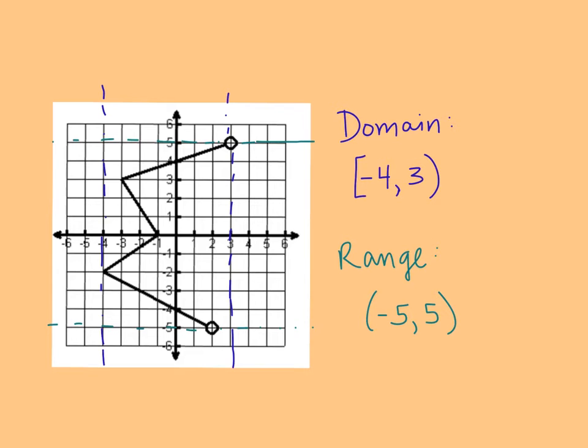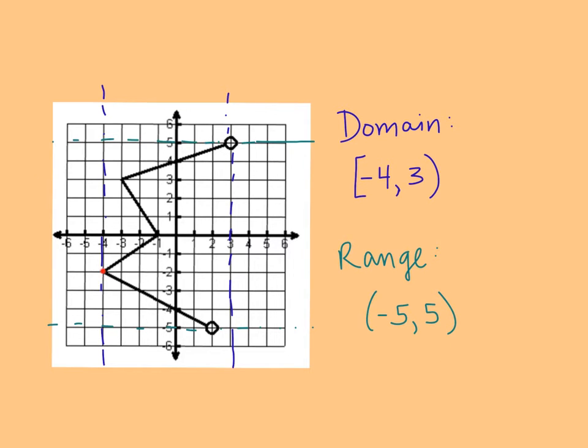Our range, if we're looking from down to up, the y values we take on, we range from -5 all the way down here up to 5, but those values are not actually taken on because there's open circles there, so we have open parentheses. So basically, if you see an open circle, that means you're going to have open parentheses. You're not actually hitting that number.